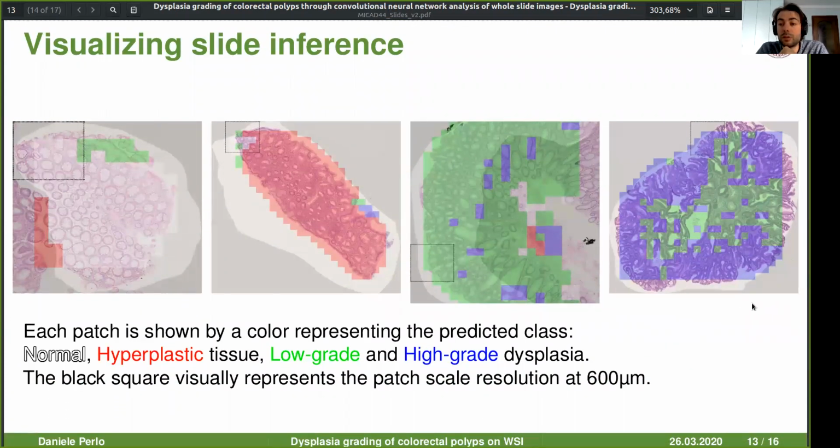Now I would like to show you some visualization. For example, there are 4 different images for different classes. The first one in white is a normal tissue, it is mostly white. The second is hyperplastic and is mostly red. The third one is a low-grade dysplasia, it is mostly green. But the more interesting one is the fourth one, the high-grade dysplasia tissue, that also shows a huge amount of low-grade dysplasia features.